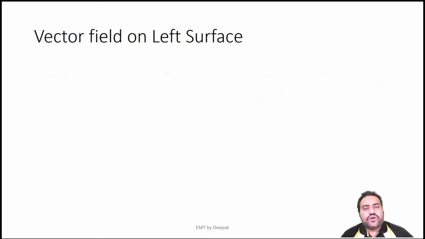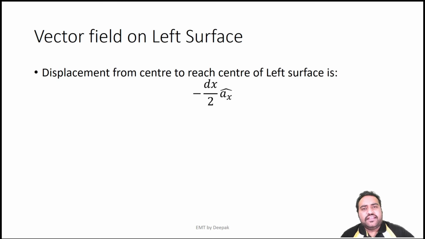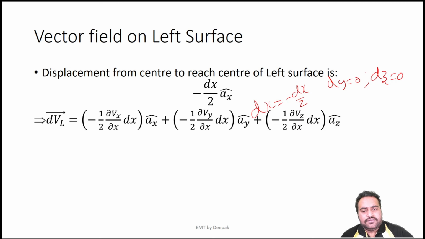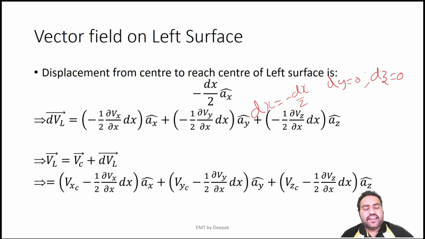If I talk about the vector field on the left surface, the entire thing would be the same, but the value of dx is minus dx by 2. The value of dy is still 0. The value of dz is again 0. There is no change in y and z to reach the left surface. This is the change, and the value of the vector field at the left surface is this.